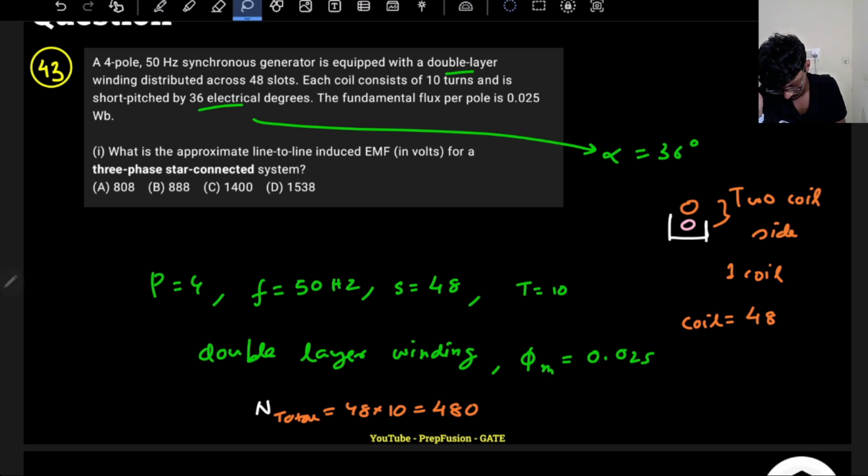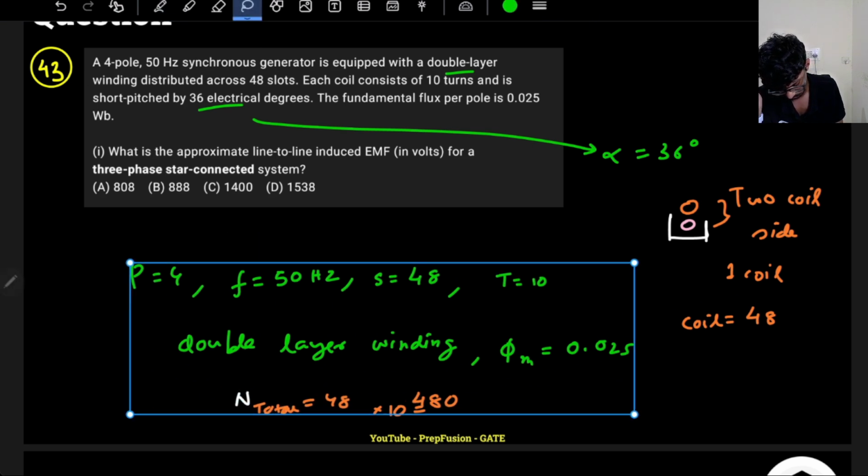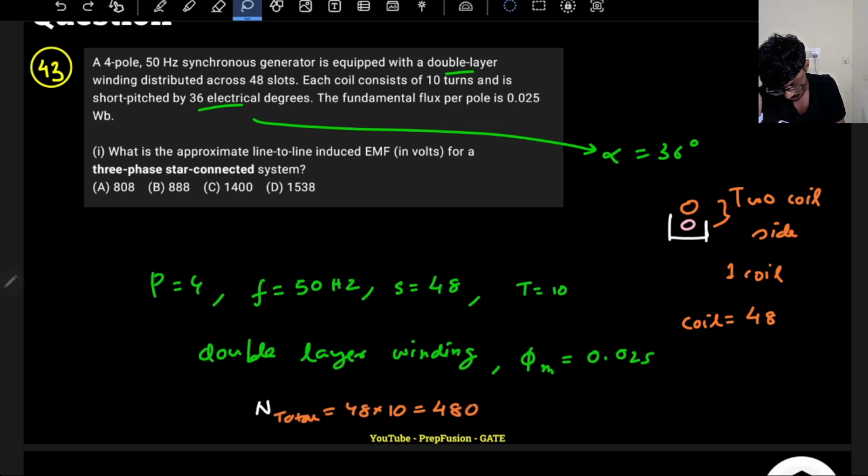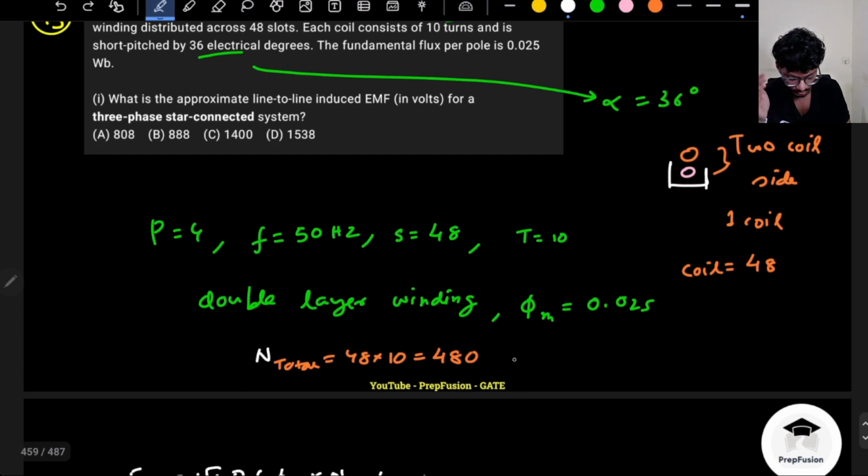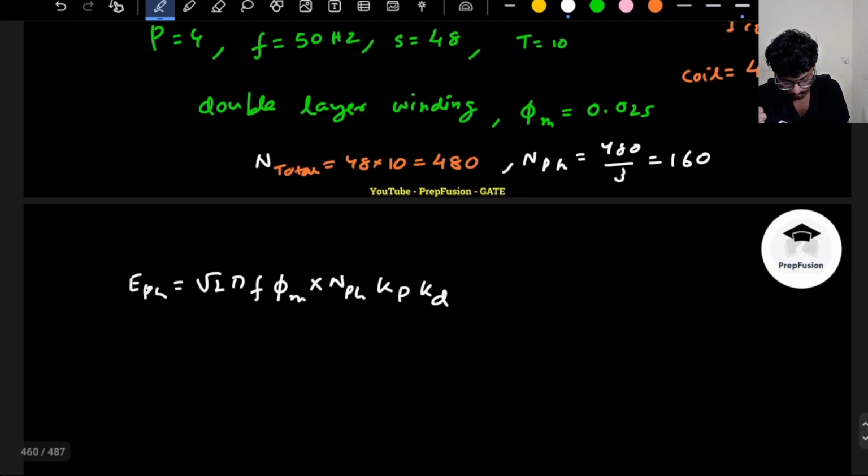Now, what is the turns per phase, right? Per phase how many turns do I have? So per phase turns you have to find out. It is a 3-phase machine, so it will be 480 divided by 3. So it will be 160. So 160 turns per phase. Okay, that is the number of turns per phase I have.